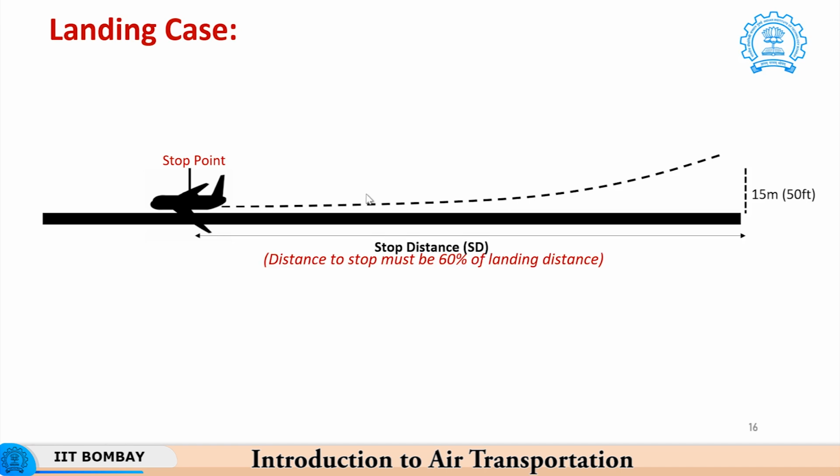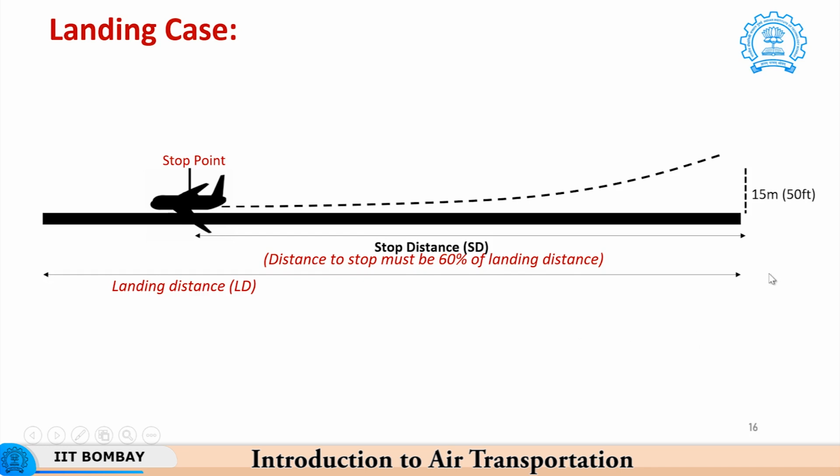So, here is the landing case with more accuracy. Here you have the 50 feet obstacle height, and the stopping distance where the aircraft comes and waits. It does not actually stop here, it goes slightly more, but let us say it stops at this point. The distance from the obstacle height to the end of this is called the landing distance. Now, there is a requirement that the distance to stop must be 60% of the distance of landing.